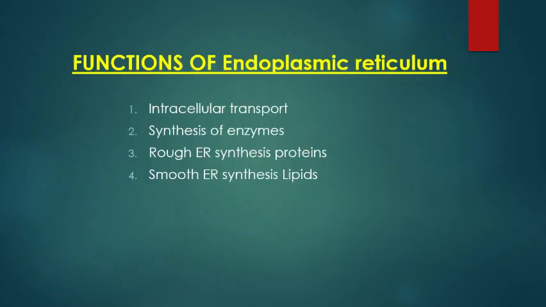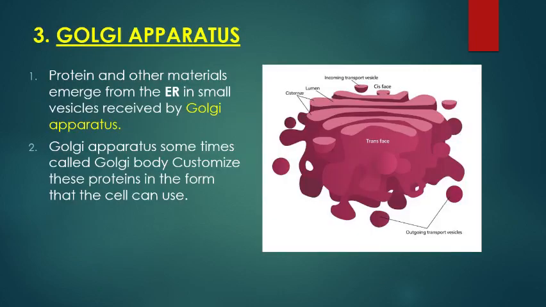Functions of endoplasmic reticulum: intracellular transport, synthesis of enzymes. Rough endoplasmic reticulum synthesizes proteins, smooth endoplasmic reticulum synthesizes lipids. Golgi apparatus. Proteins and other materials emerge from the endoplasmic reticulum in small vesicles received by the Golgi apparatus. Golgi apparatus, sometimes called Golgi body, customizes this protein into the form that the cell can use.